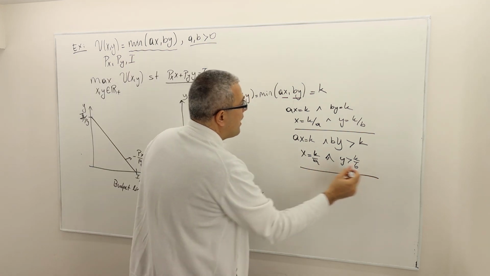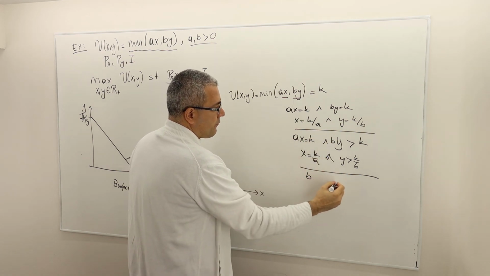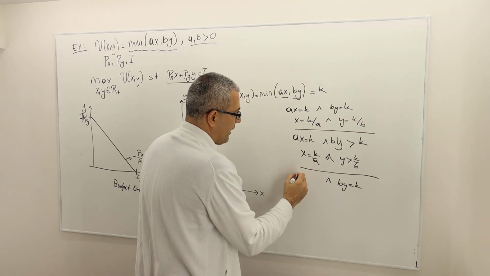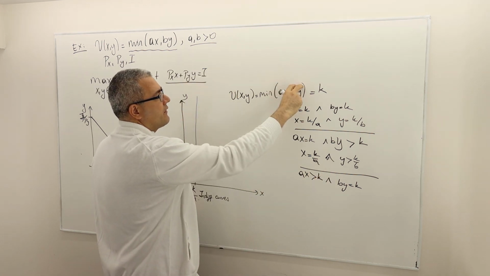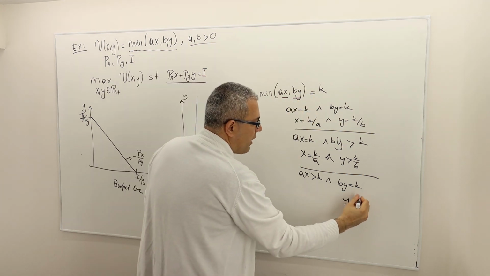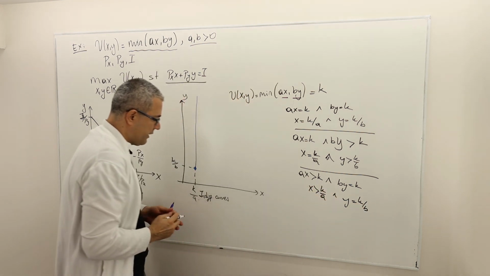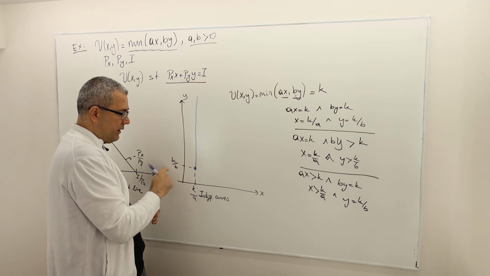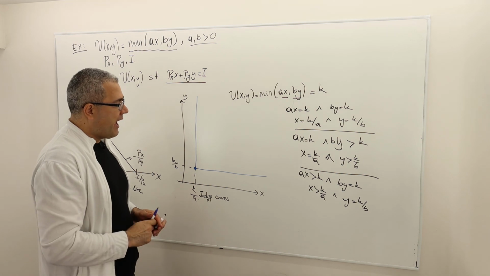Very good. What else? Symmetric to this argument, if by is equal to k but ax is greater than k, then I have exactly the same thing. This one is greater than k, this one is exactly k, so the minimum of these two terms is nothing but k. That means y is equal to k over b and x is greater than k over a. All these points are going to give me utility values of k again. So what are all these points? y is k divided by b, and all the x greater than k over a. So I have this L shape.